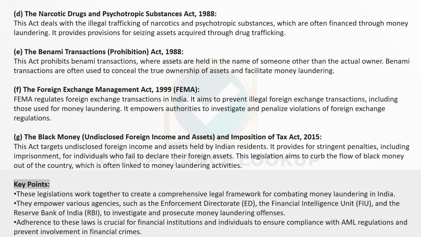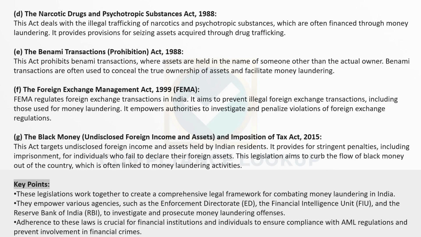Example: imagine a company sending large amounts of money to a foreign country without proper documentation. FEMA would allow authorities to investigate these transactions. If the money is being laundered, penalties would be imposed and the transactions could be blocked.